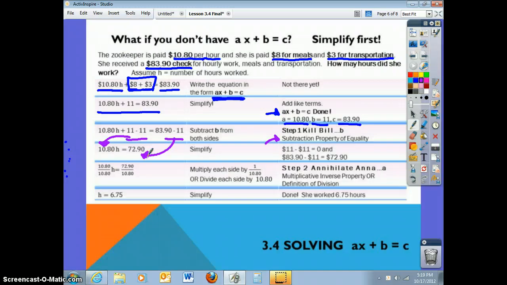Now we're going to annihilate Anna. Step 2. To annihilate Anna, we either need to multiply something to both sides or divide something from both sides. Since we have 10.80 here, I can either divide both sides by 10.80, or I can multiply both sides by the reciprocal of 10.80. When I do that, I get h on the left-hand side, and when I do the exact same thing to the right-hand side, I get 6.75. Not $6.75, but 6.75 hours. So she worked 6.75 hours.